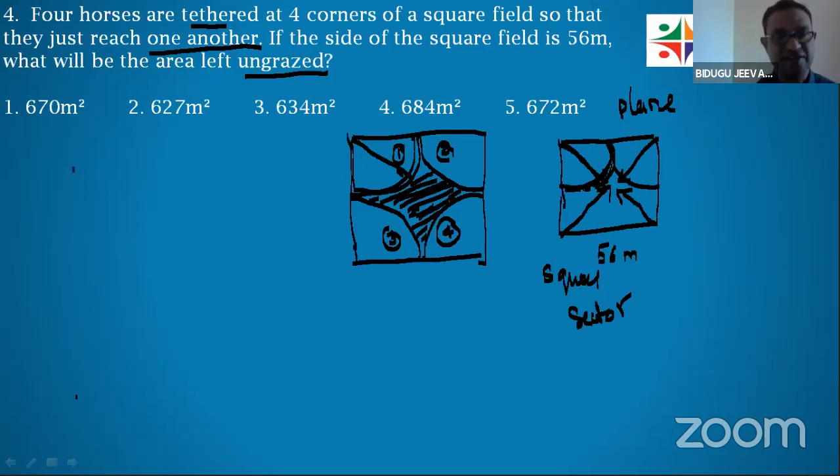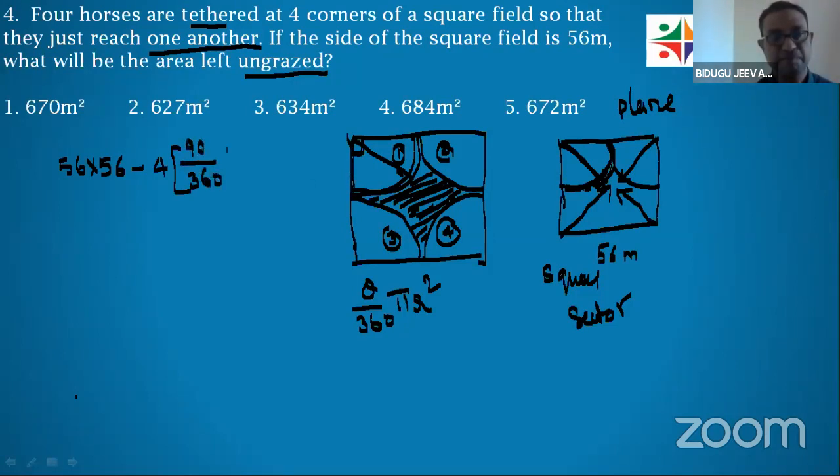Total area of the square is given, 56 into 56 minus 4 times the area of a sector. The formula for area of a sector is theta upon 360 times pi r square. What is theta here? This part is 90 degrees. 90 upon 360, pi means 22 by 7, into r square. So the radius is 28 because the whole distance, the side, is 56. So it will become 28. So r square, I'll write 28 into 28.